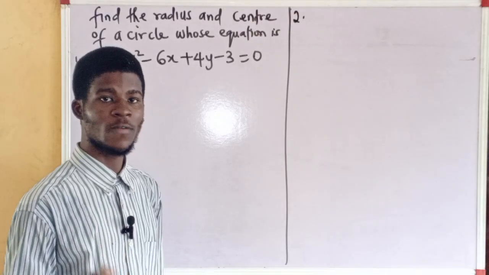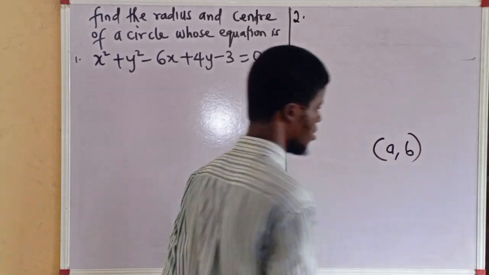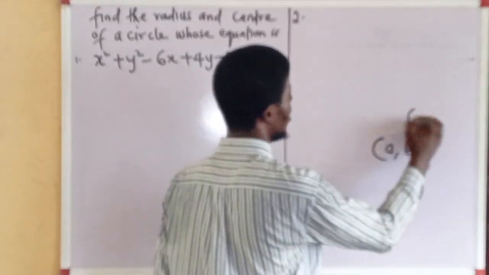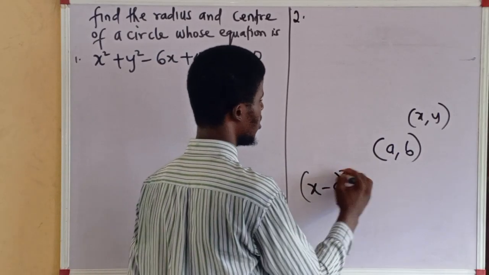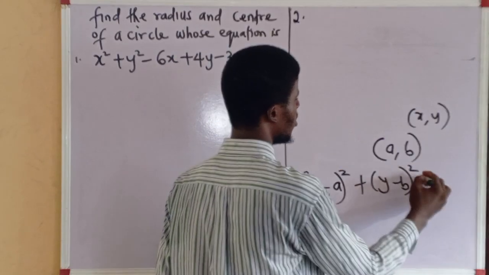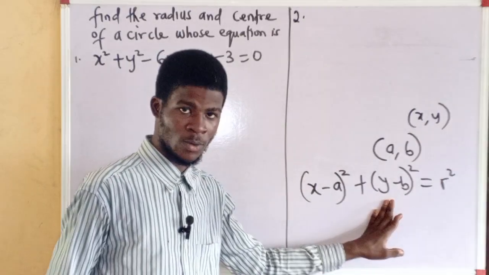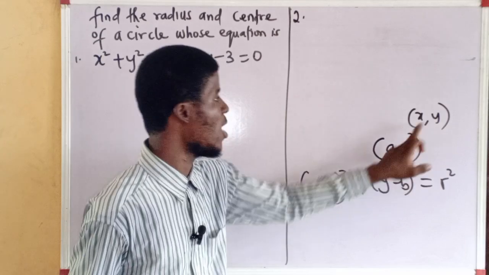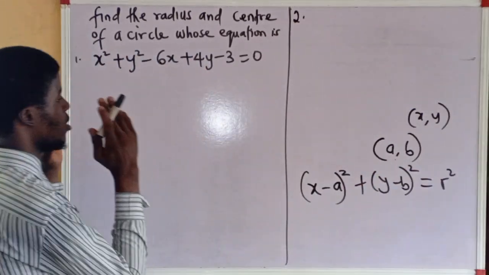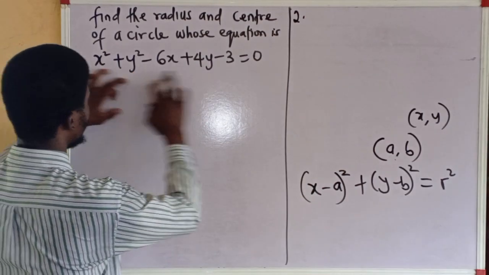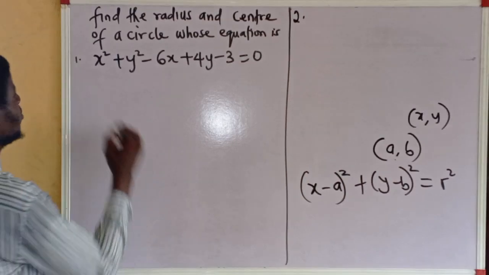Remember that the equation of a circle that has the center (a, b) and passes through the point (x, y) has the equation (x minus a) squared plus (y minus b) squared equal to r squared. This is the equation of a circle that has the center and the variable point on the circumference of the circle. So let us write this equation to look like this. So I want to rearrange the equation now.